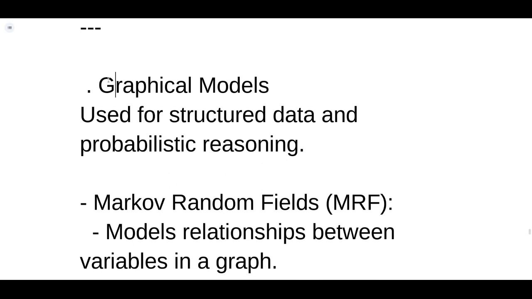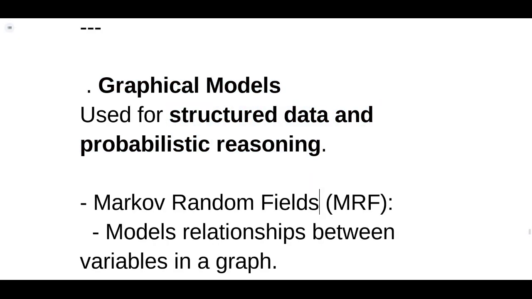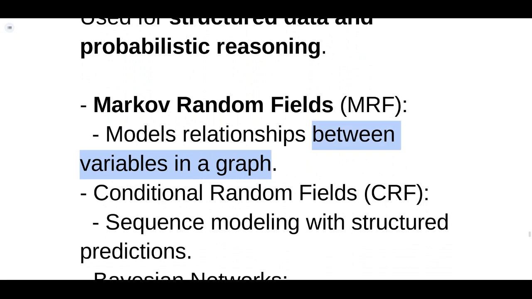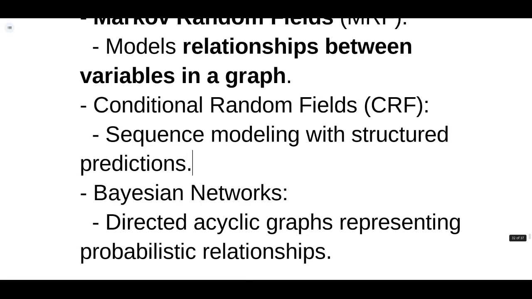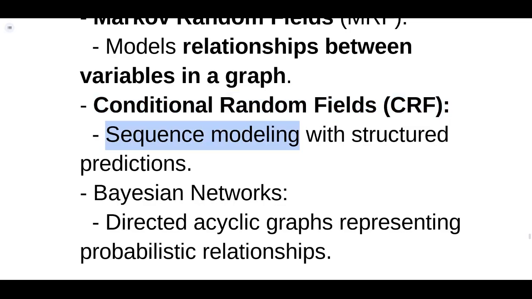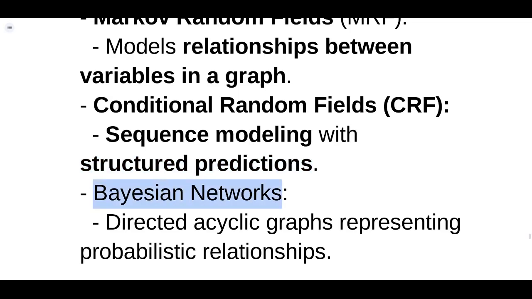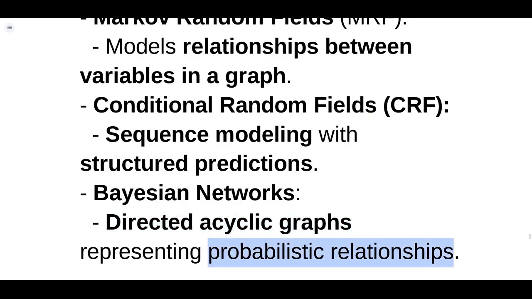Then come graphical models, used for structured data and probabilistic reasoning. Markov random fields model relationships between variables in a graph. Conditional random fields, sequence modeling with structured predictions. Bayesian networks, directed acyclic graphs representing probabilistic relationships.